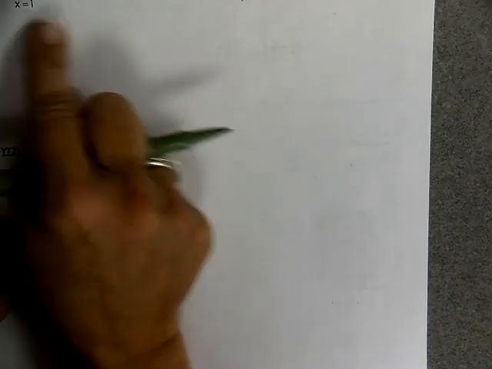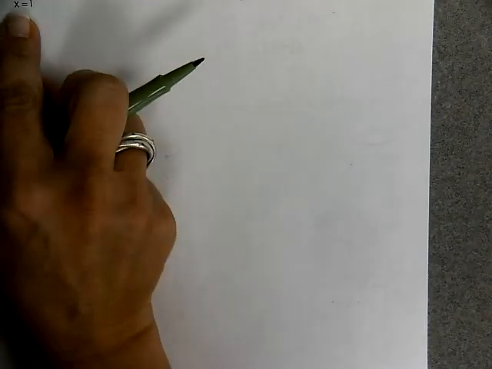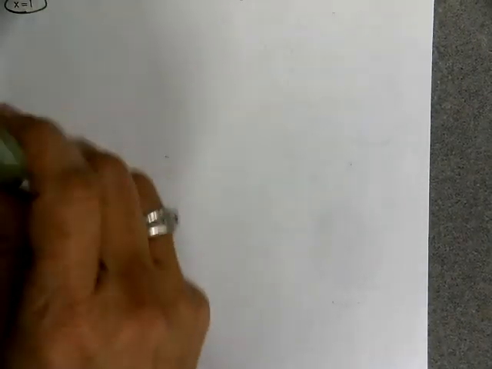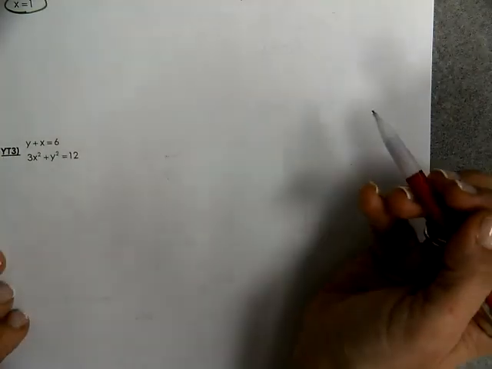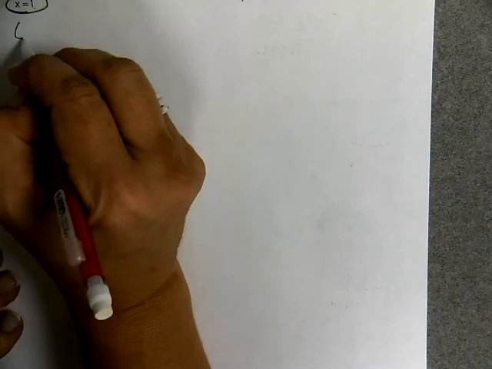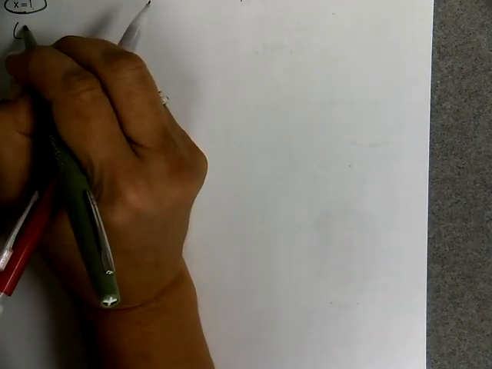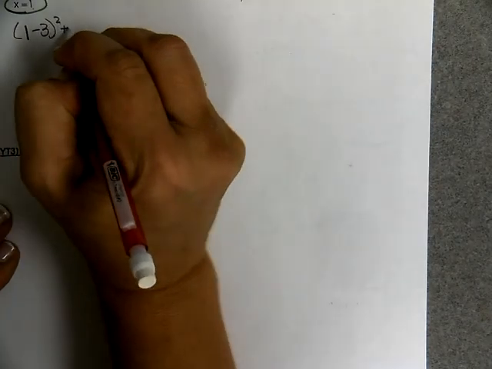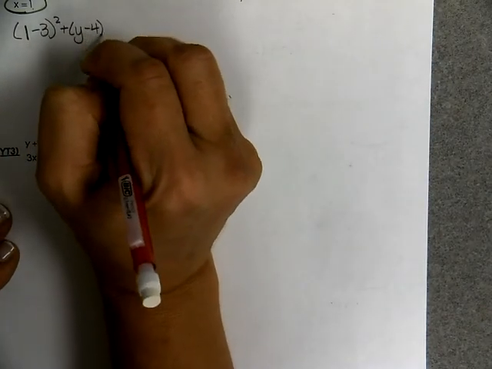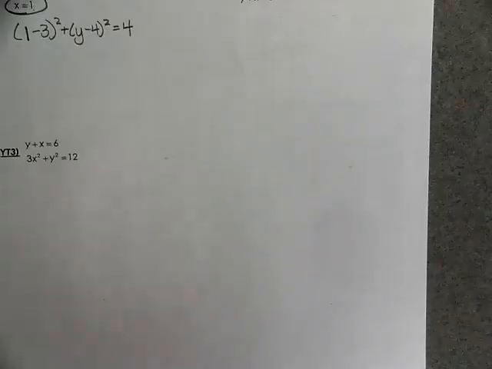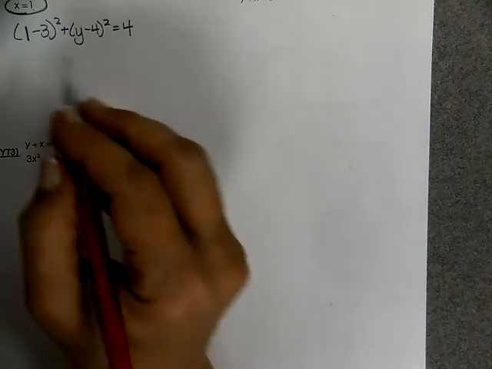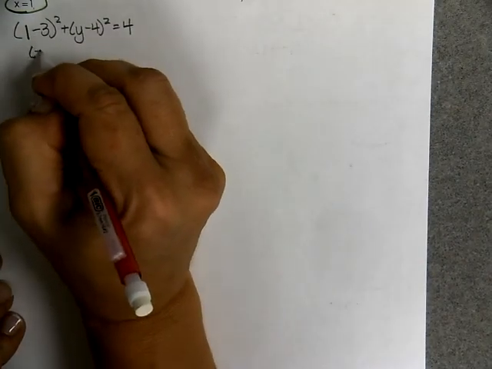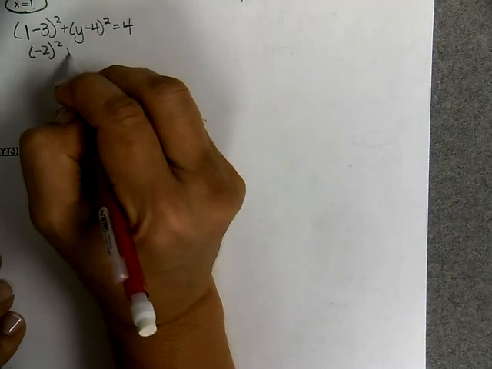Okay. All right, so in U-try 1, notice that we have a very simple equation here that x equals 1. So that means that I can put that in place of this equation. So in place of x, I'm going to put 1. So I have 1 minus 3 squared plus y minus 4 squared equals 4. So I know 1 minus 3 is negative 2.